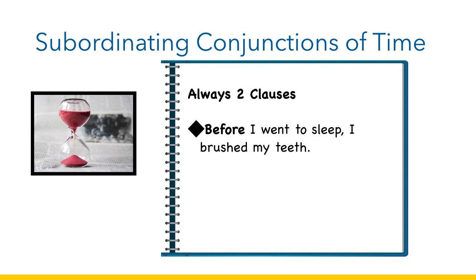For example, before I went to sleep, I brushed my teeth. There are two clauses here. Remember, a clause is a sentence. It has a subject and a verb. In this case, we have a dependent clause that cannot be alone and an independent clause that can be alone. In the first clause, the subject is I, the verb is went to sleep. And in the second clause, the subject is I, and the verb is brushed.